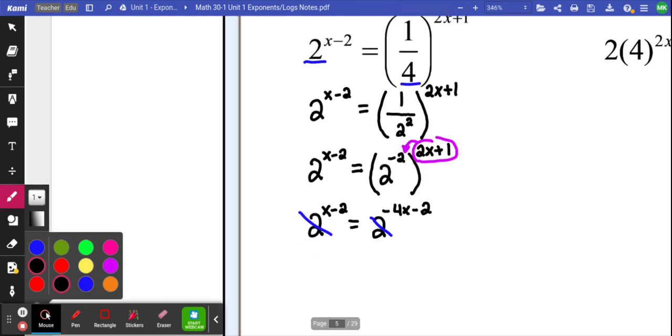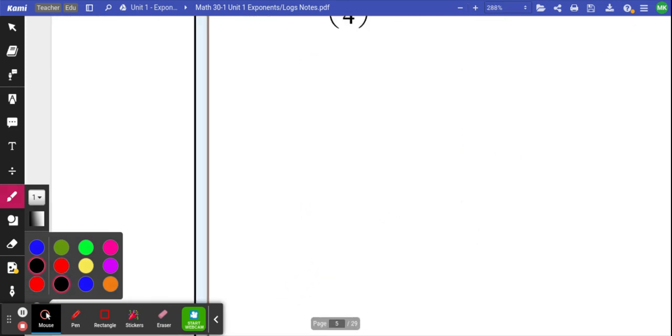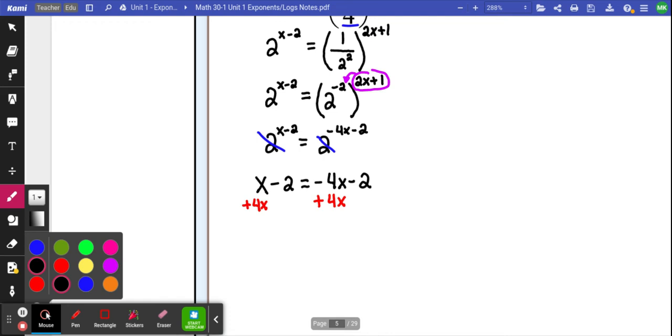That's x minus 2 equals negative 4x minus 2. This is linear, right? To the power 1. Move all of your x's to one side. Then move all of your numbers to the other side. I'm going to start with moving the x's. I'm going to move the negative 4x by adding 4x because that's the opposite of minus 4x. x plus 4x is 5x. 5x minus 2 equals negative 2.